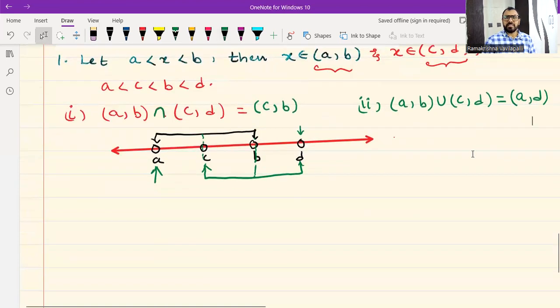It is not necessary that every time you will have common values. Now I'll explain by giving a simple example.